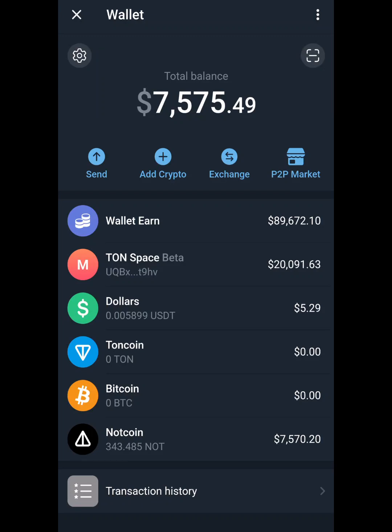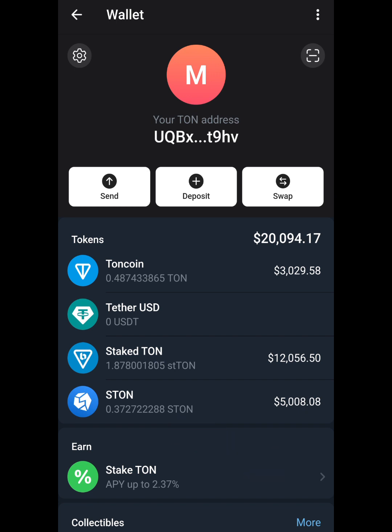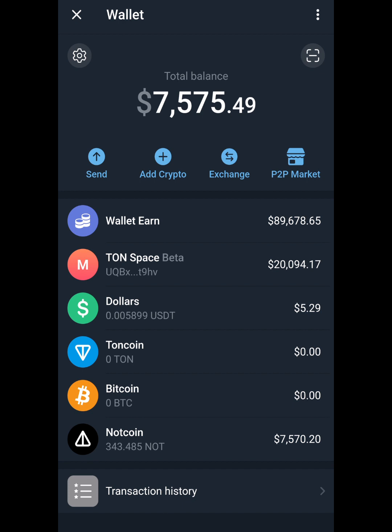So as you can see, this is my wallet. It says I have 7,000 USD total asset. I have a lot of money here in the wallet earn section. I have like 20,000. I mean, that's what it says here. It also says I have $7,000 worth of Notcoin here. So you can see all of this. When I go to the ton space here, it says I have 20,000 worth of assets. If I expand this, you're going to see 12,000 of staked ton. So it's like a lot of money. Just looking at this, this is $89,000.